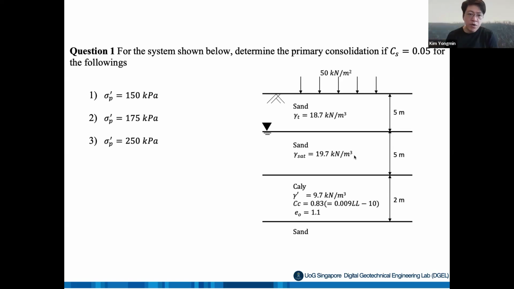Okay, I will review our tutorial questions. Let's take a look at question number 1. This is our current soil geologic profile. Determine the primary consolidation if Cs is 0.05 for the following.